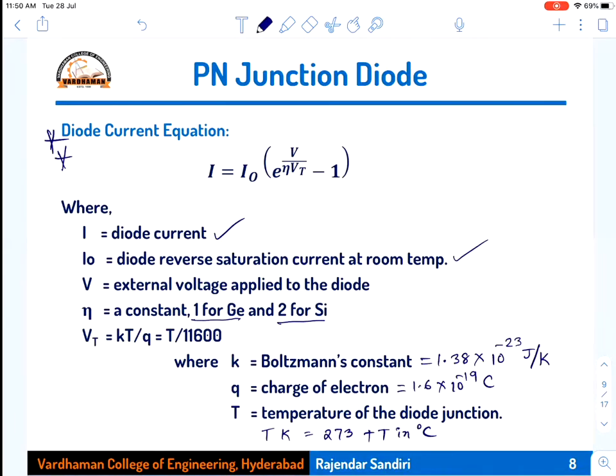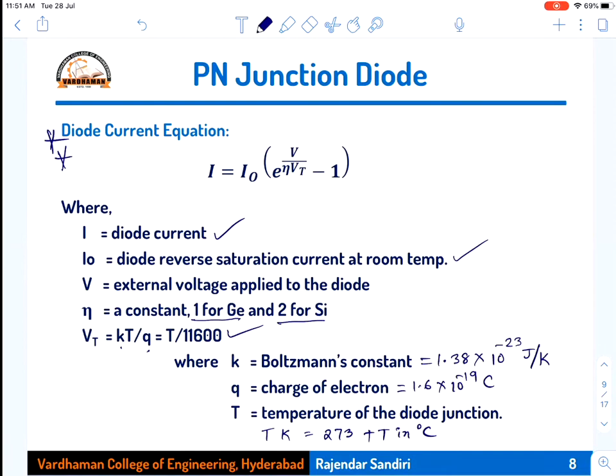Now T, whatever it may be, that we will take. K and Q are fixed, right? Now if you substitute K value as 1.38 into 10 to the power minus 23 and Q value as 1.6 into 10 to the power minus 19, and if you simplify, this is equal to T by 11,600. Because K and Q values are already fixed, every time substituting K value, Q value and doing all those things is not required. Just substitute it now and calculate, it will be T by 11,600.